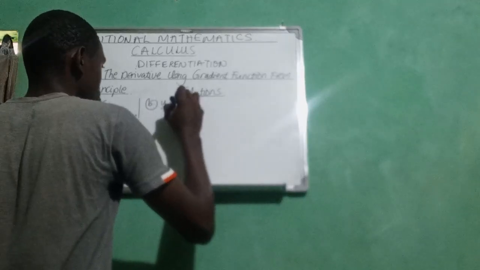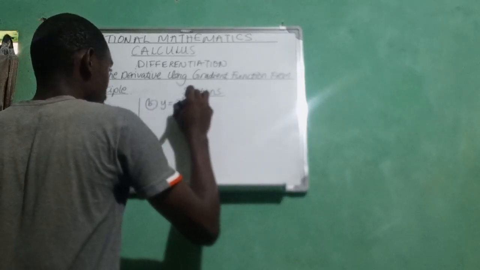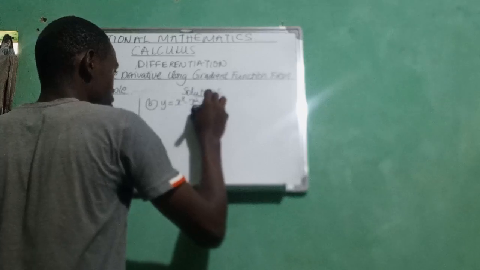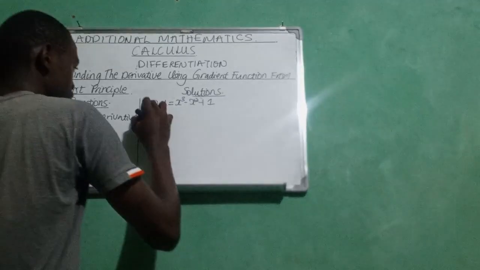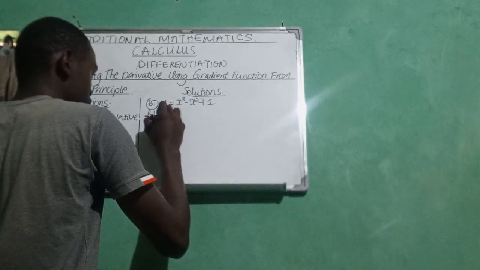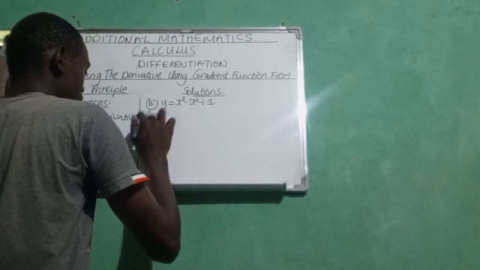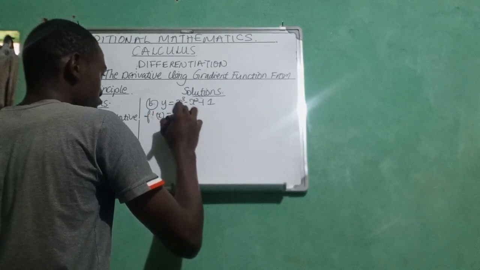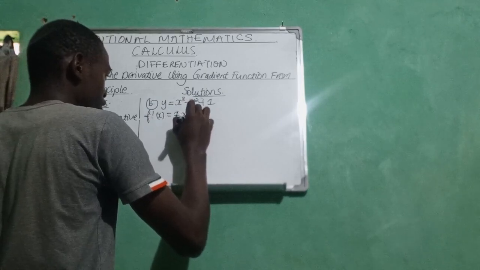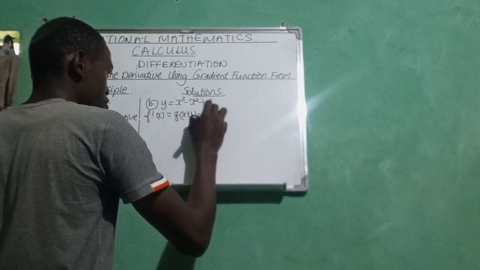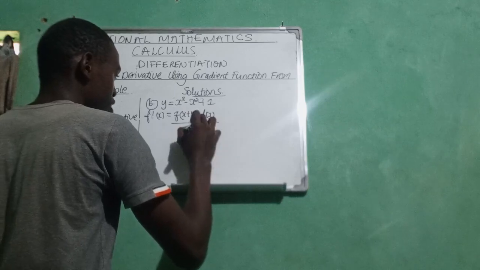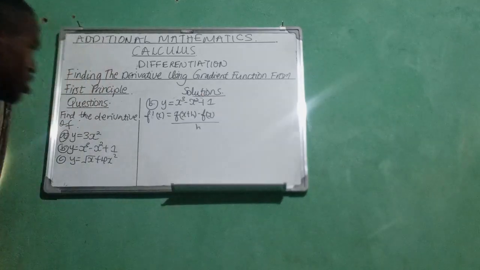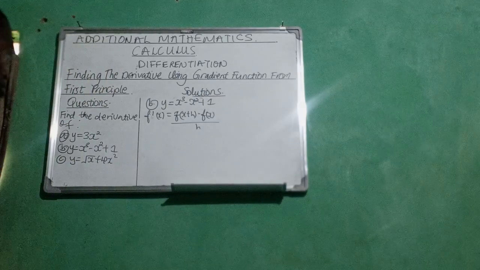y is equal to x cubed minus x squared plus 1. So the formula is f prime of x is equal to f of x plus h minus f of x, divided by h. So that's your f prime of x.